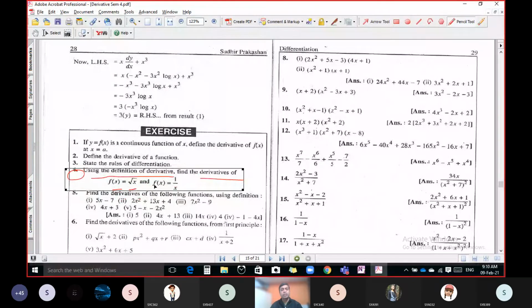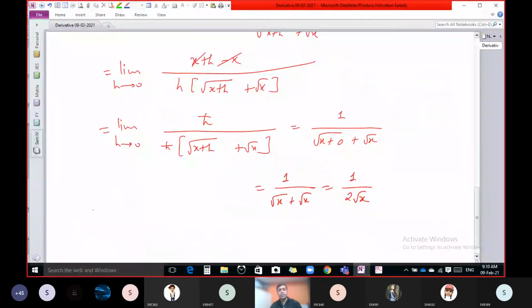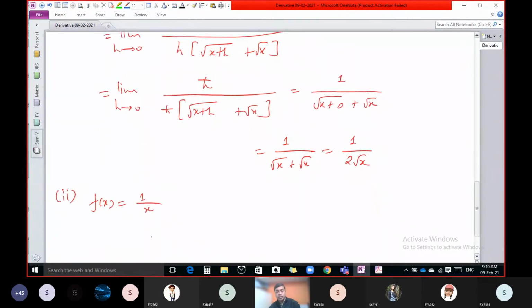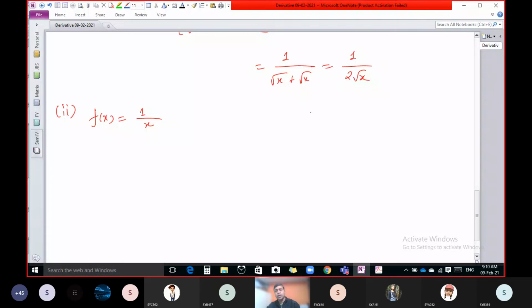Now the same thing, let us do this question. The second one, f of x equal to 1 upon x. Now you can use the same result. In place of 1 upon x, you can write x raised to minus 1 and use the formula x raised to n. What is the derivative? n into x raised to n minus 1.